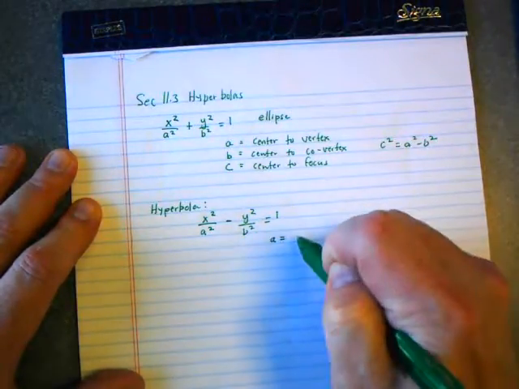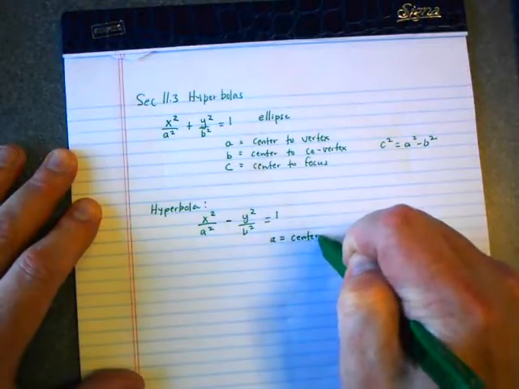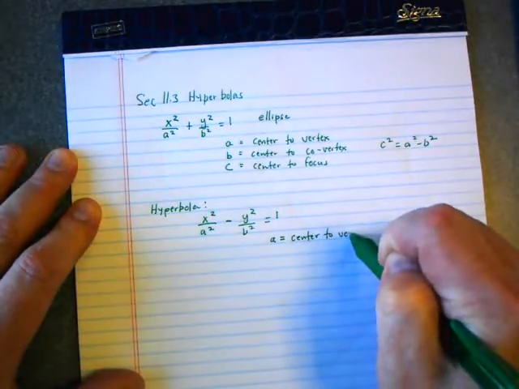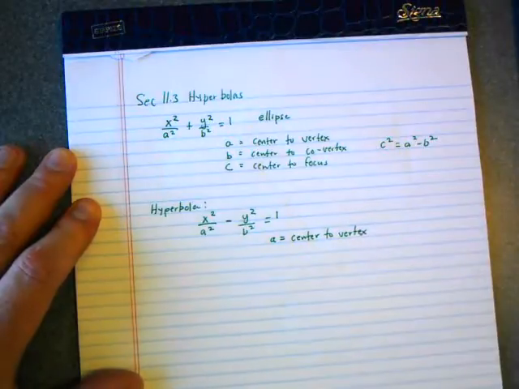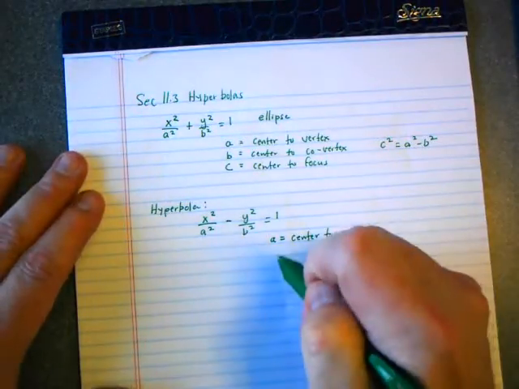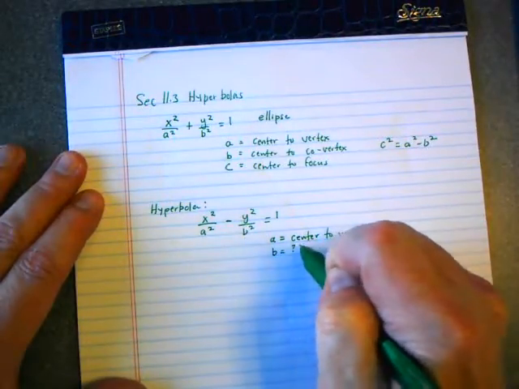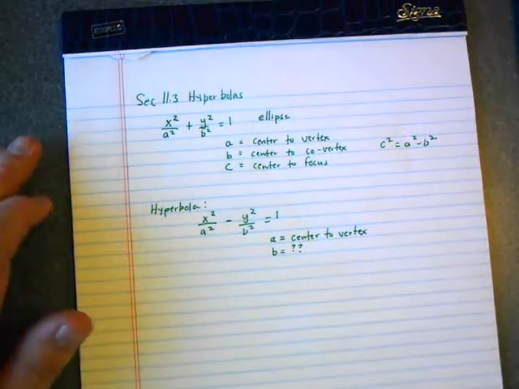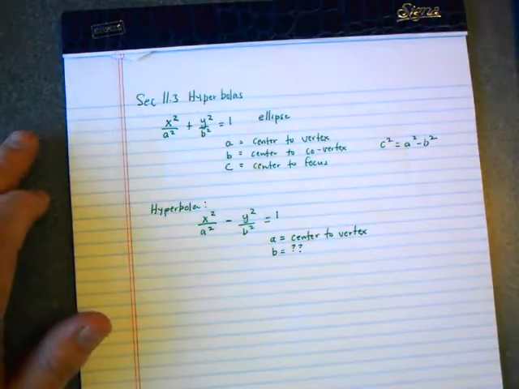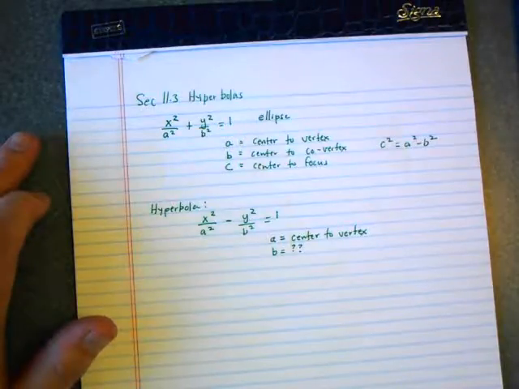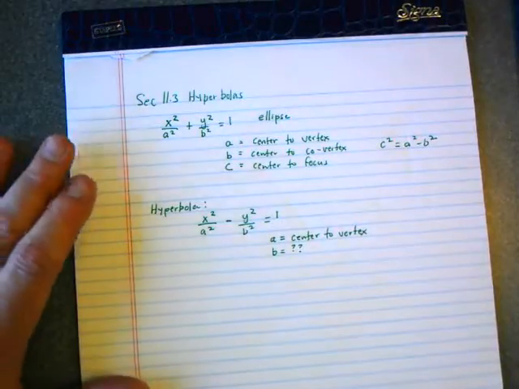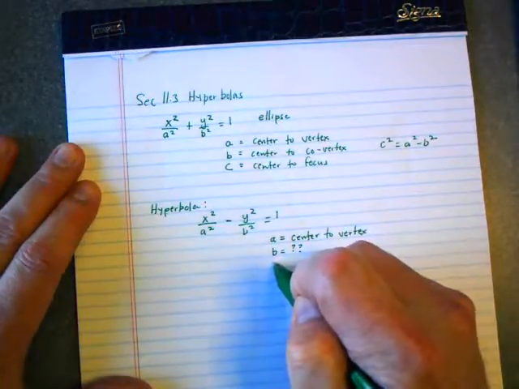A still gives the distance from the center to the vertex. B, I don't know how to describe it, so I'm just going to put question marks, and in a minute we'll draw some pictures and you'll understand what it is, because there's no covertex on a hyperbola. But we'll talk about what B is used for in a minute. No easy way to describe it in words, as far as I know.